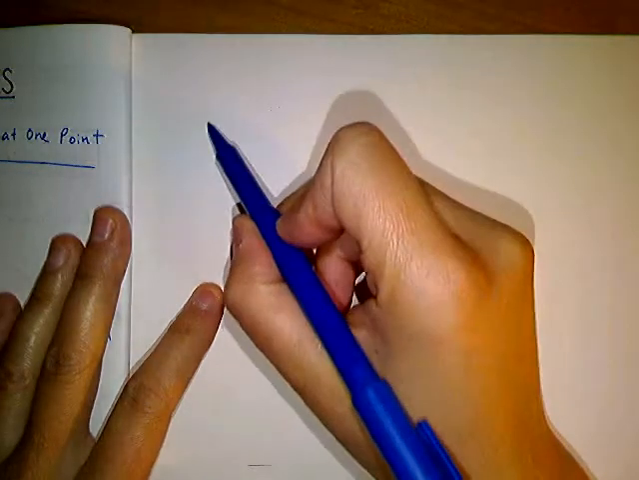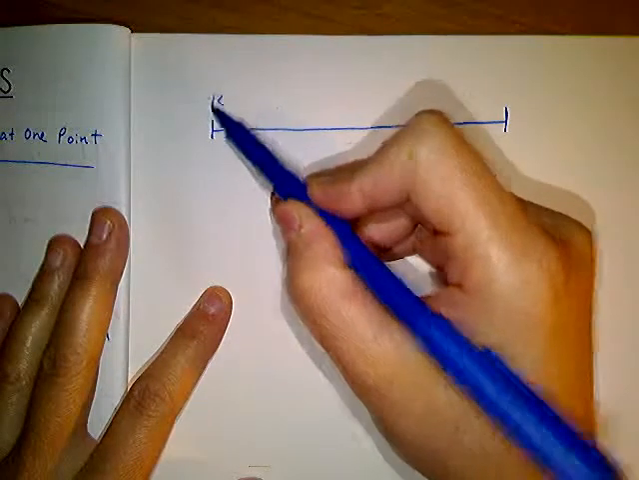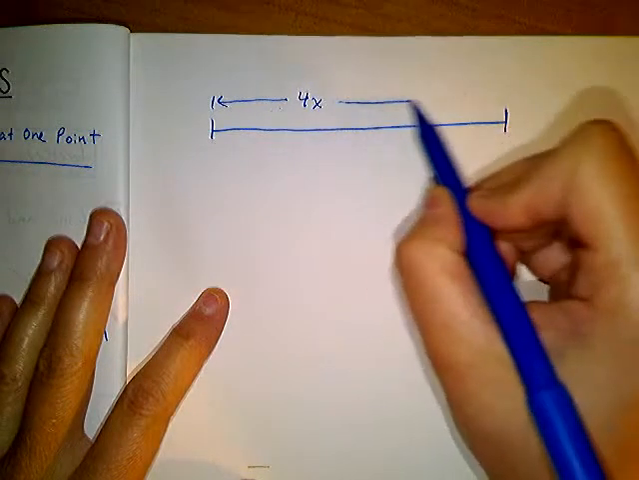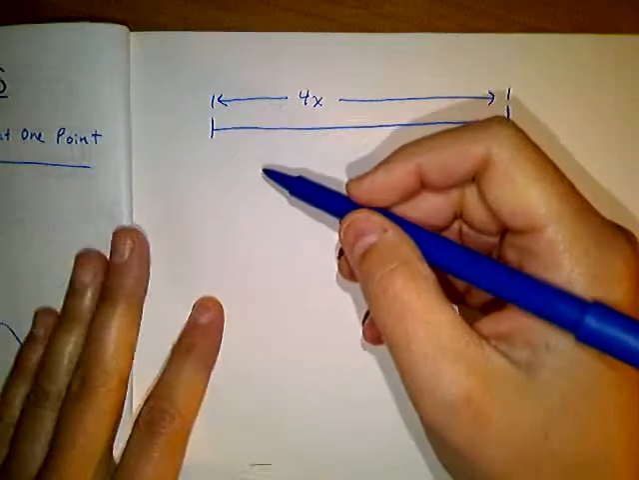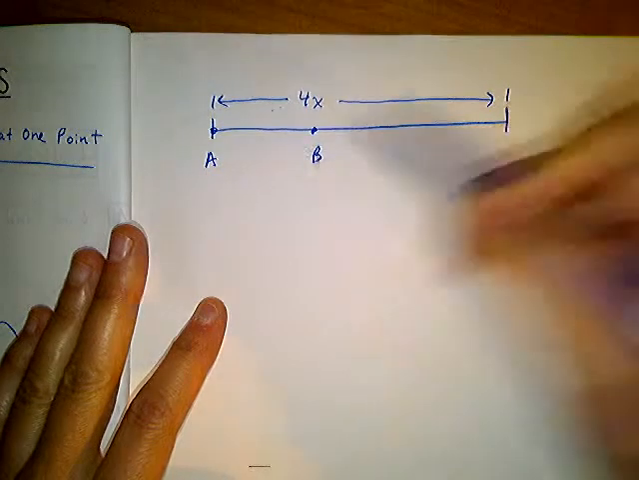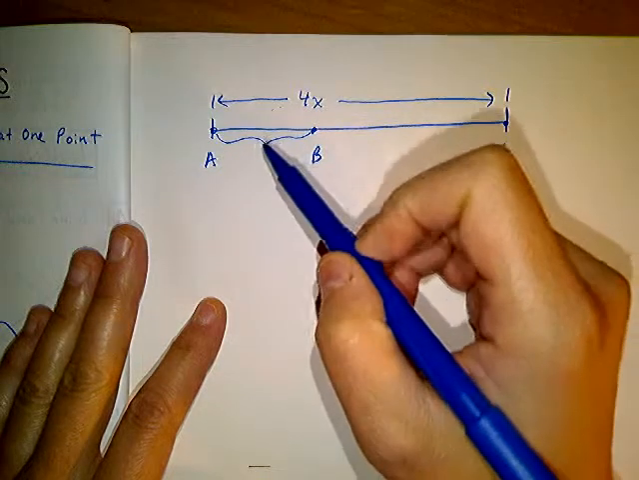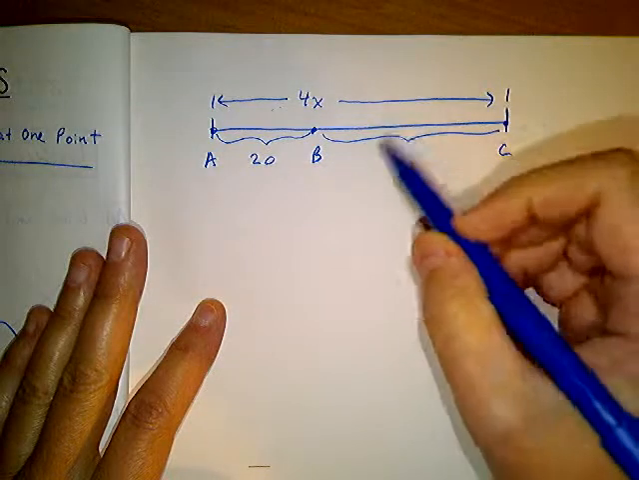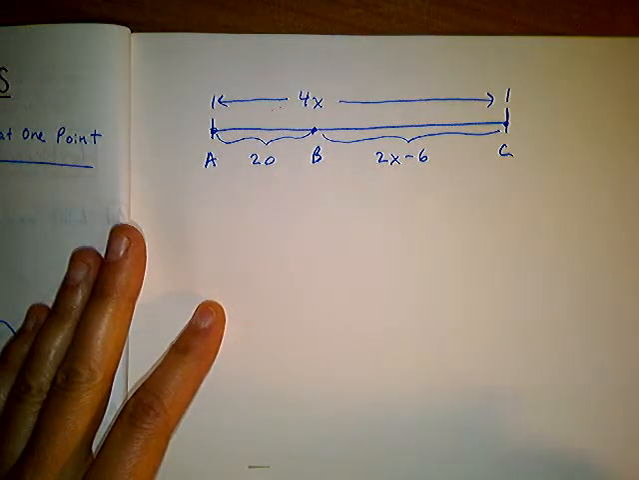If you have a line segment and the full length across, we're going to call that 4x. Okay? But the line segment is cut into pieces. So this is position A, this is position B, and this is position C. From A to B, that's 20 units. And from B to C, we're going to give that a name. We're going to call that 2x minus 6. Okay.